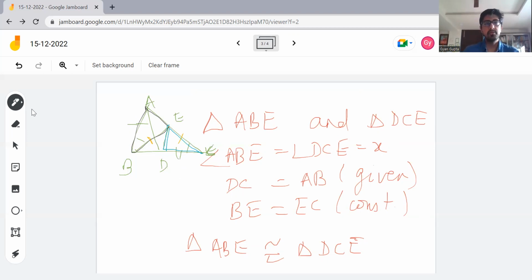Now, from CPCT congruency, we can say that DE is equal to AE. With me so far? DE is equal to AE. Now, let us pay special focus to triangle AED. How will triangle AED look? I have drawn it on the next page, where I'm going to quickly take you in a few moments.